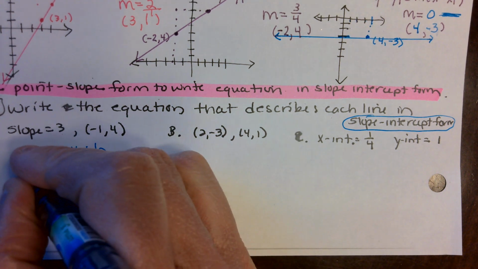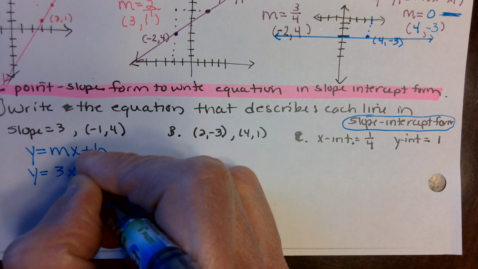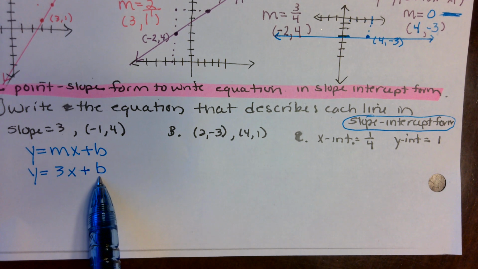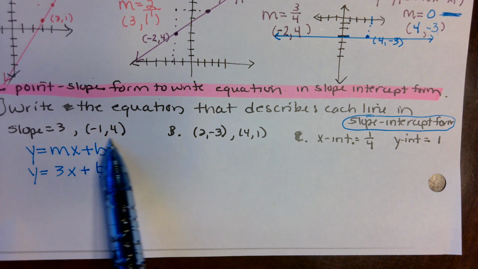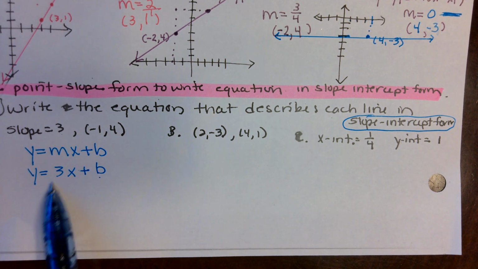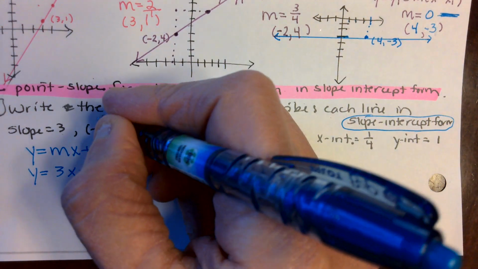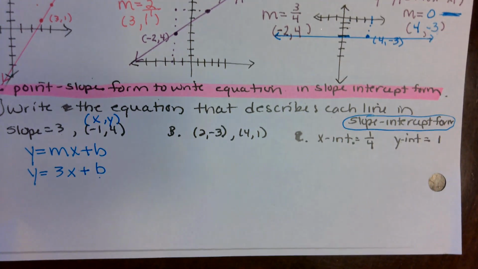So let's put that in there. Now, if I only knew this, I'd be done with the problem. Okay? But I don't. I only have this other random point. It's one of the infinitely many points that's on this line. It's not the y-intercept, by the way, either. It's just some random point on the line.